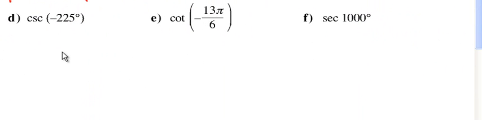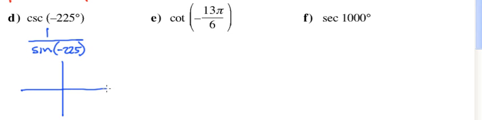Cosecant minus 225. I find cosecant upsetting. Let's fix that. Cosecant is 1 over sine minus 225. That's a little bit better. Now, negative angle, we're going to be going clockwise here. Negative 90, 180. This would be 270, or sorry, negative 270. So negative 225 has got to be in this quadrant.